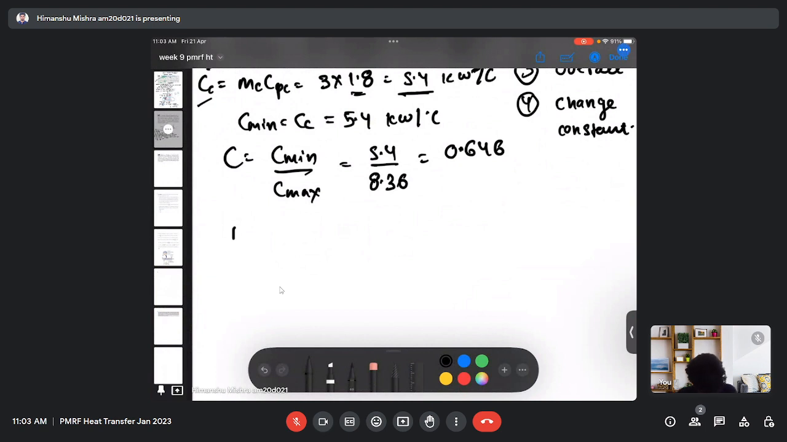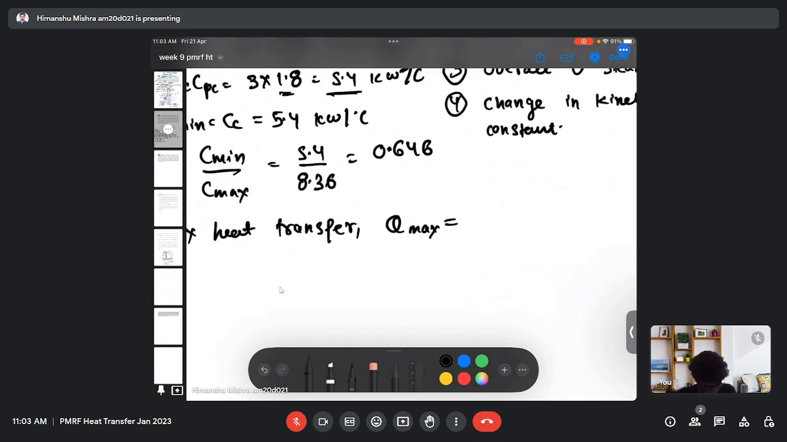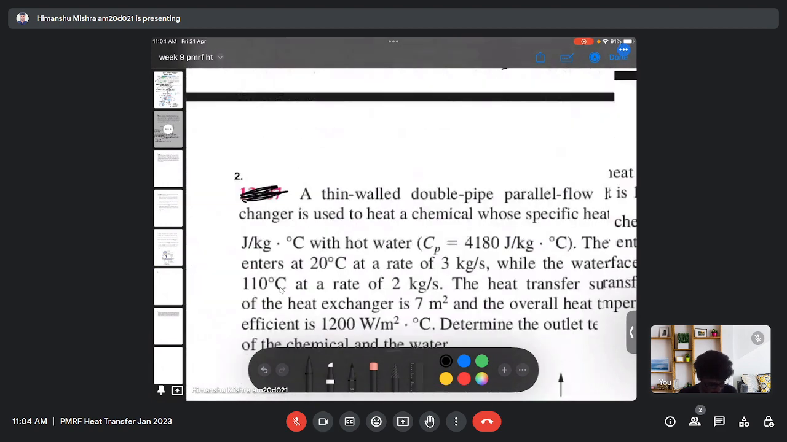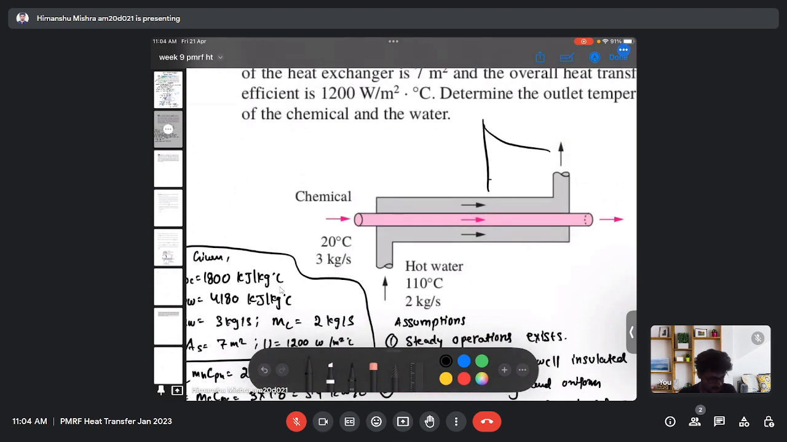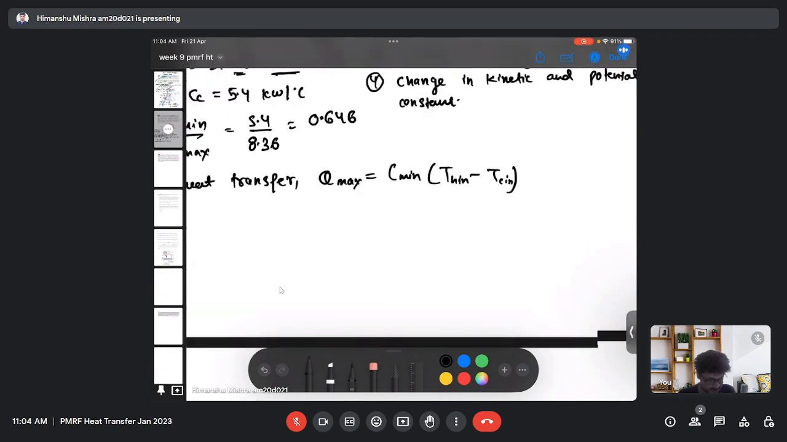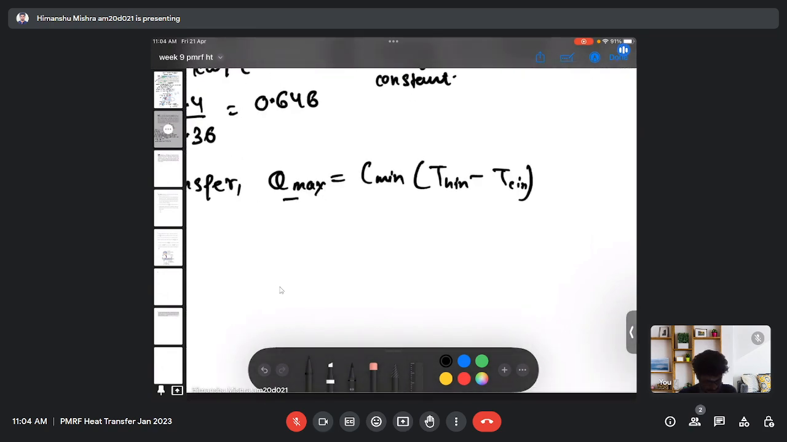So my maximum heat transfer will be Q max equals C minimum times (TH in minus TC in), because we have a parallel flow heat exchanger, which means that at the entry, this is my temperature variation and this is my entry temperature, and the difference in the entry temperature is the maximum, which will give the maximum heat transfer here.